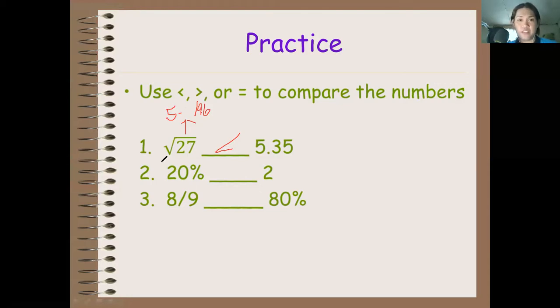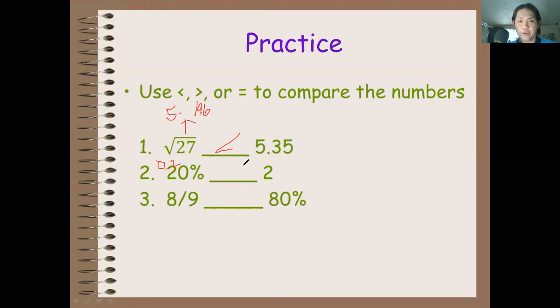So this one, 20% can be converted into 0.2 in decimal, so that we can right away identify which is greater. So 0.2 is less than 2, obviously. 8 over 9 can be written in decimal form as 0.88. And of course, 80% can be written as 0.8. As you compare them, of course, 0.88 is bigger than 0.8. So that's how you do the comparison between rational and irrational numbers.